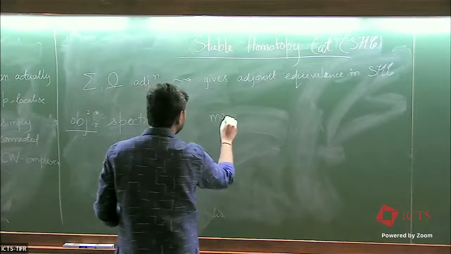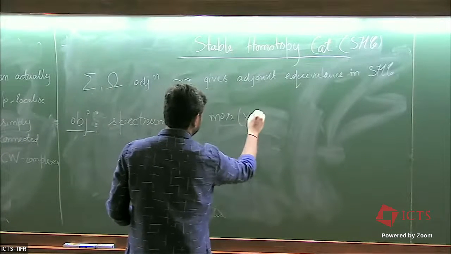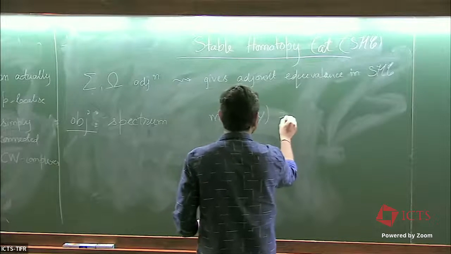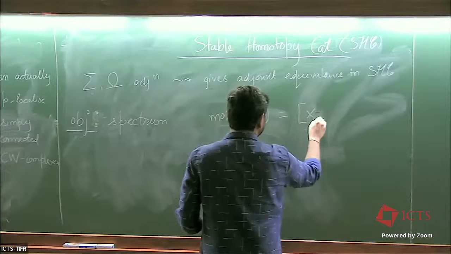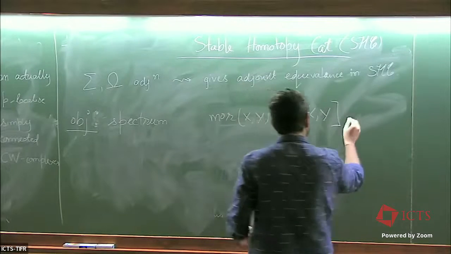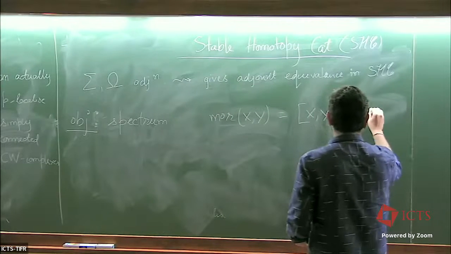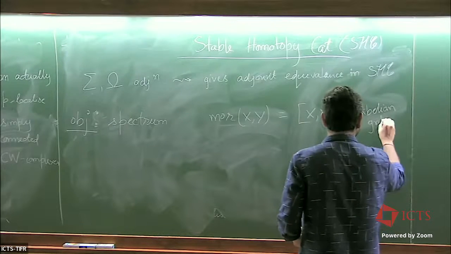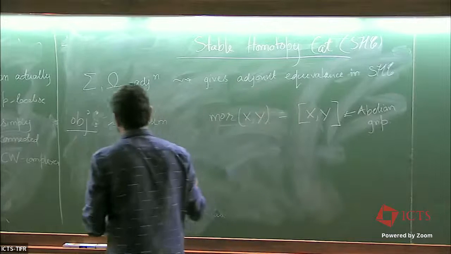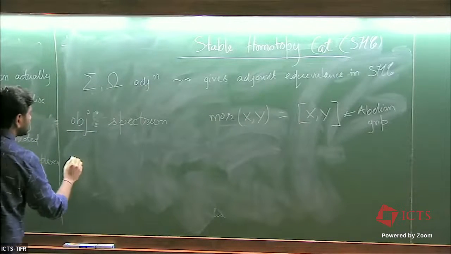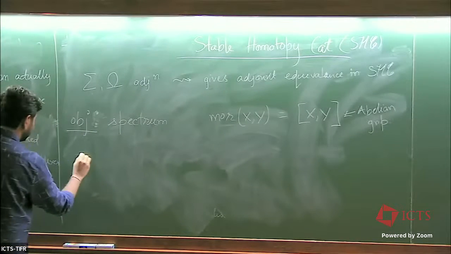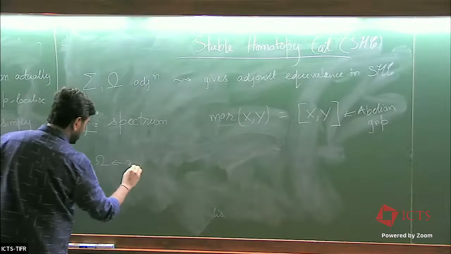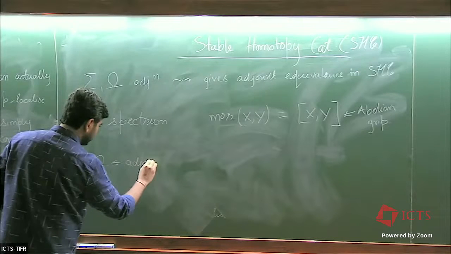The morphism between two spectrum X and Y is actually denoted like this, which is an abelian group. We have, as mentioned, this suspension omega adjoint equivalence.